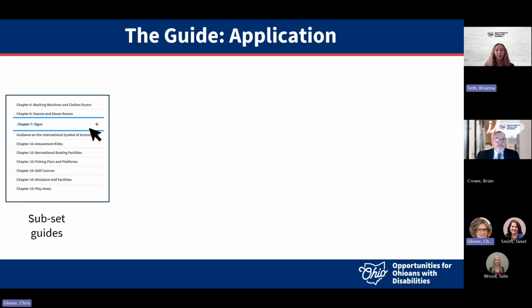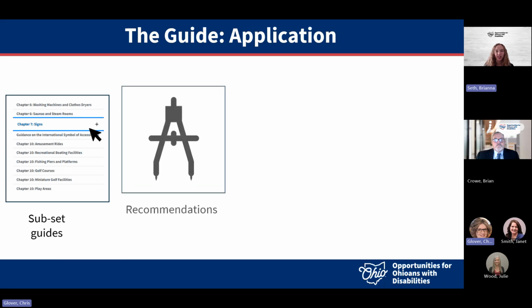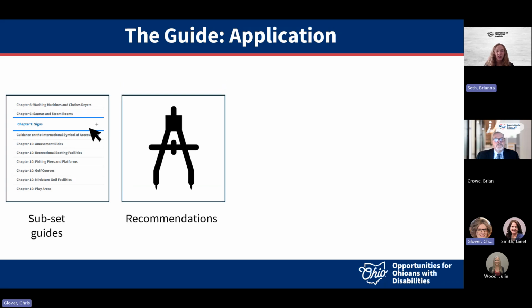That's right, Brian. But as always, reference the standards along with the guide as it does not contain the standards in its entirety. So let's look at some of the unique aspects of the guide. Throughout, there are compass icons labeled with the term recommendation. These are followed by ideas for going beyond minimum requirements to create inclusive spaces. We will explore this more later.